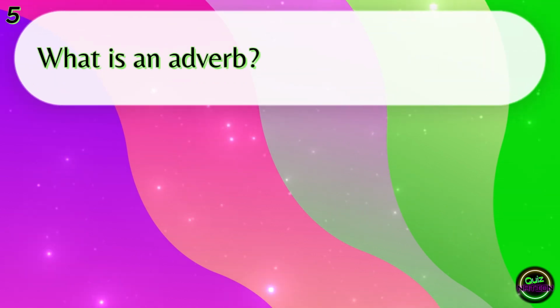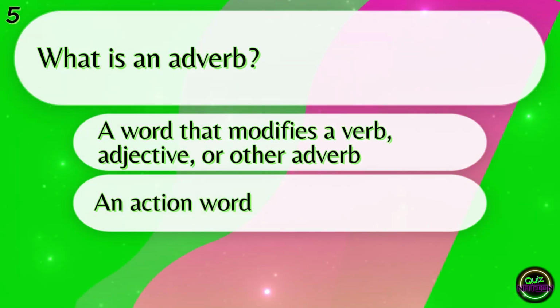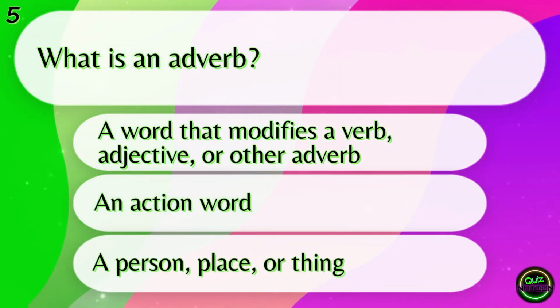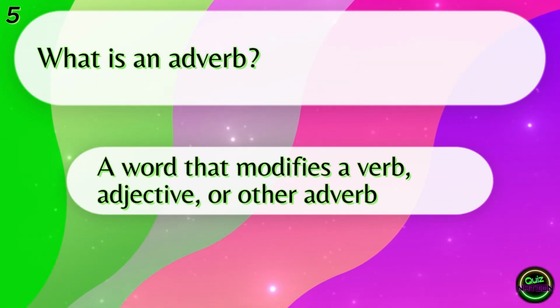What is an adverb? A word that modifies a verb, adjective, or other adverb. An action word. A person, place, or thing. A word that modifies a verb, adjective, or other adverb.